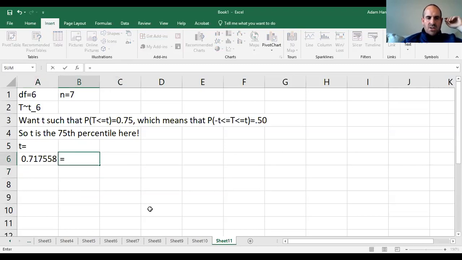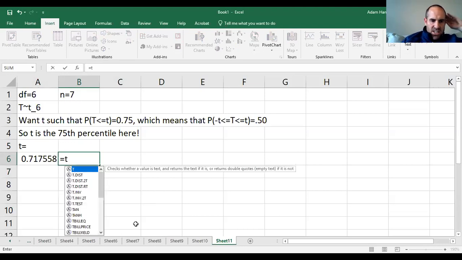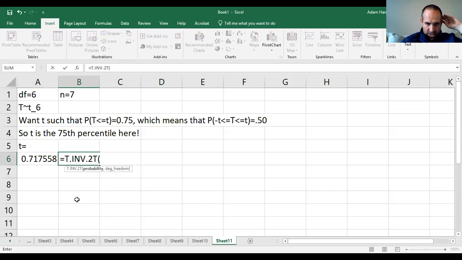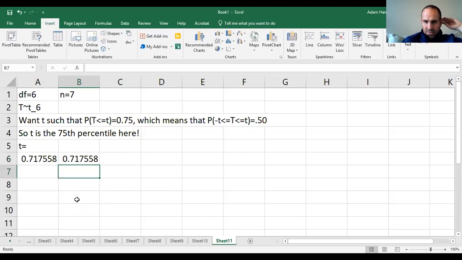There are some other options that we saw here though. So what were they? It was equals t inverse 2 tail. So there was t inverse and there was t inverse 2 tail. Well, in this case, I wanted 50% in the 2 tail case. So 0.5, degrees of freedom 6. This isn't all that revealing just because in this case we actually had 50% in the 2 tails also, but this will give us the exact same value.